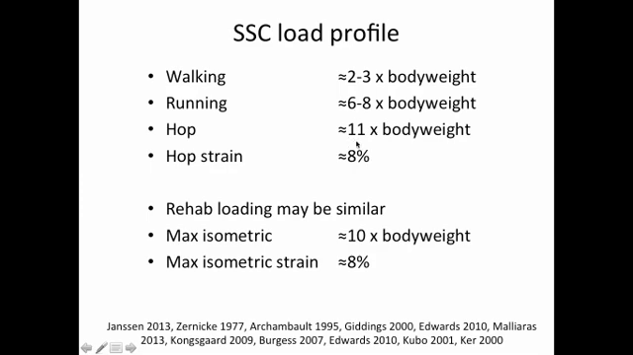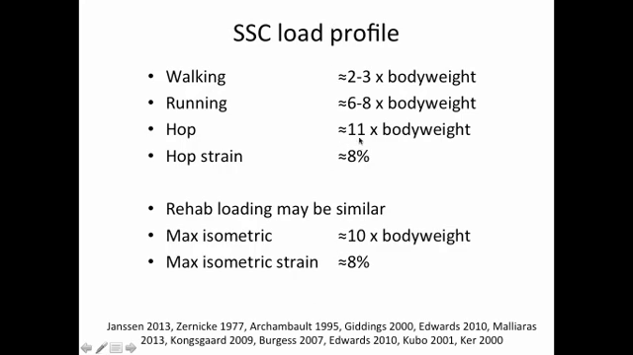You can have 11 times body weight with hopping and a strain of around 8% with hopping, which is quite high. But it's pretty similar when you look at a maximum isometric. So if you do a maximum isometric in a dynamometer plantarflexion, you can get up to 10 times body weight load going through your Achilles tendon and 8% strain.